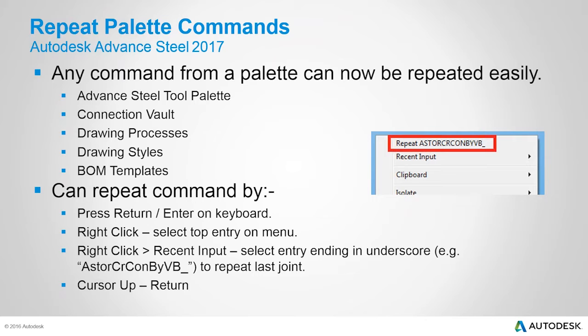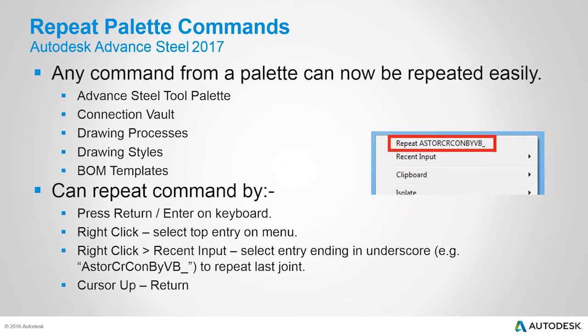In the connection vault, if you want to repeat the same joint you've just placed, you can repeat that command. To repeat a command, same as ordinary AutoCAD, you can either just press return or enter on the keyboard and it will immediately repeat the last command. You can right click. If that doesn't come up with a menu, it's already repeated the last command, but it probably will come up with a menu and you want to select the top entry as shown in the image there from that menu.